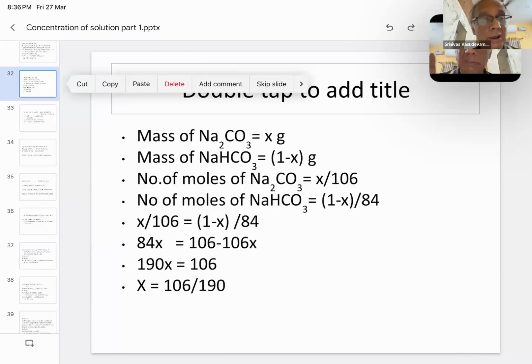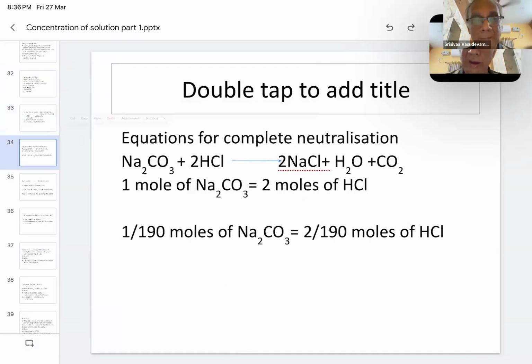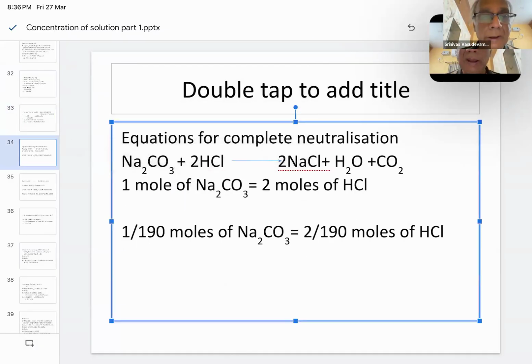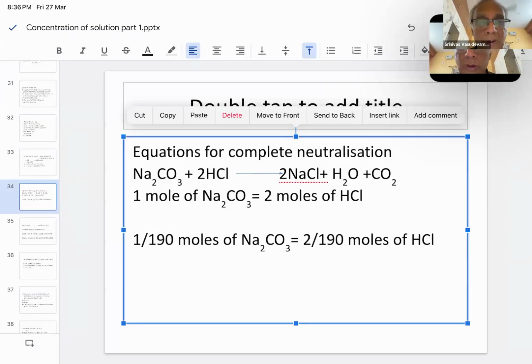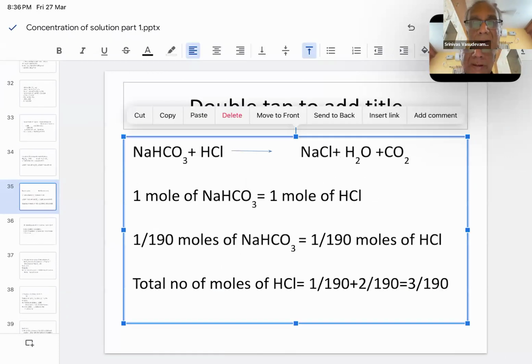Then mass by molecular mass will give the number of moles. So I am finding the number of moles of sodium carbonate. This is 1 by 190 mole. Number of moles of sodium bicarbonate is also the same here. Then I am writing the equation. 1 mole of sodium carbonate requires 2 mole of HCl. So 2 by 190 mole of HCl is required. And then NaHCO3, 1 mole of sodium bicarbonate requires 1 mole of HCl. So 1 by 190 moles of HCl is required.